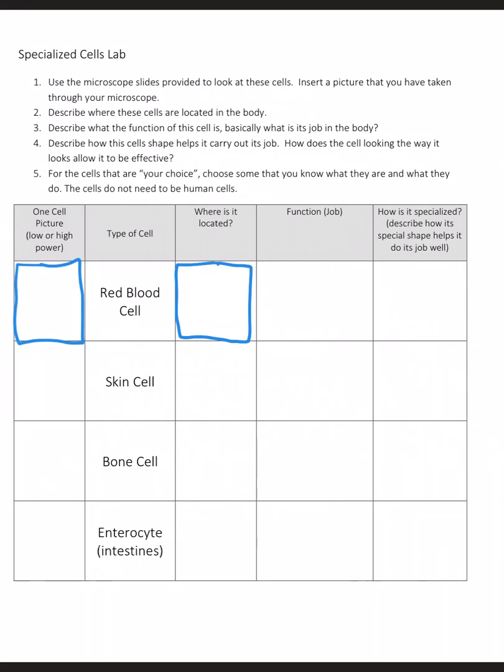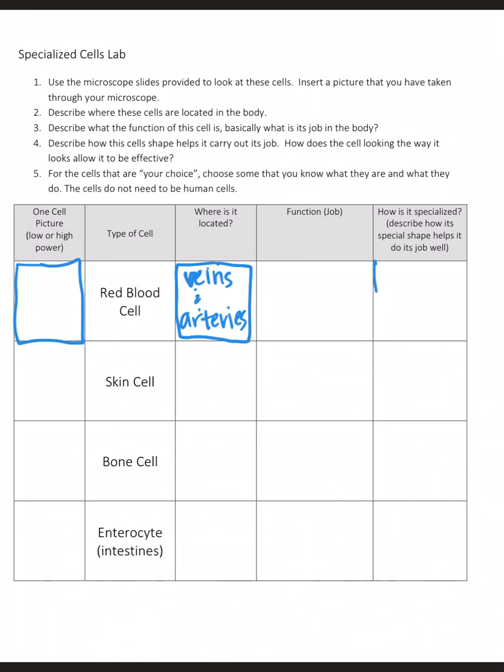So for example, red blood cells, you could put veins and arteries. Sorry, that's kind of messy, but you get the point. Then the function or the job. So what does this cell do? For red blood cells, it carries oxygen to the muscles and the rest of the body, and it carries that oxygen from the lungs, and it carries carbon dioxide back. So that's what it does.